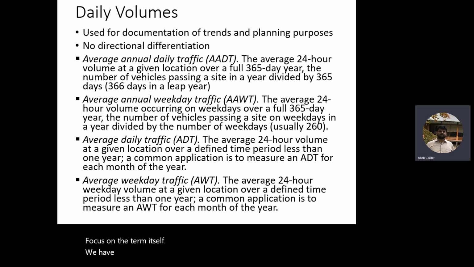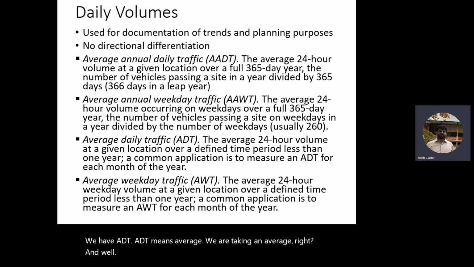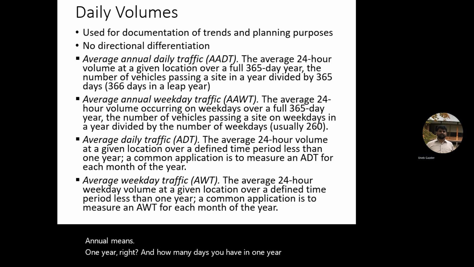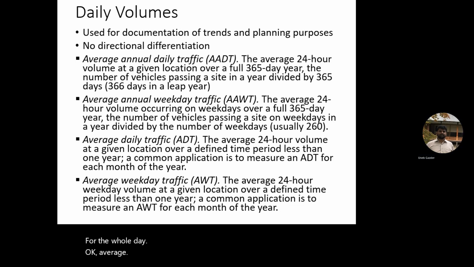We have AADT. AADT means average. We are taking an average, right? Annual. Annual means 1 year, right? And how many days we have in 1 year? 365, right? So it's an average of how many days? 365. Which values? Daily traffic. Which 365 values? Which were taken for the whole day. Okay. Average of 365 days of daily traffic. Average annual daily traffic. Clear?